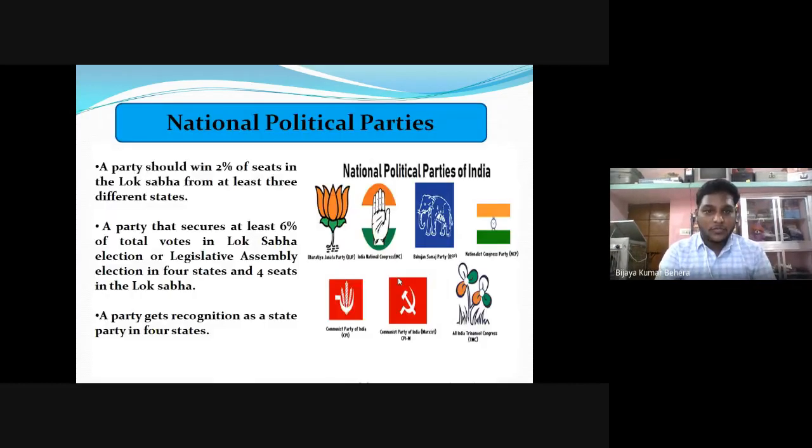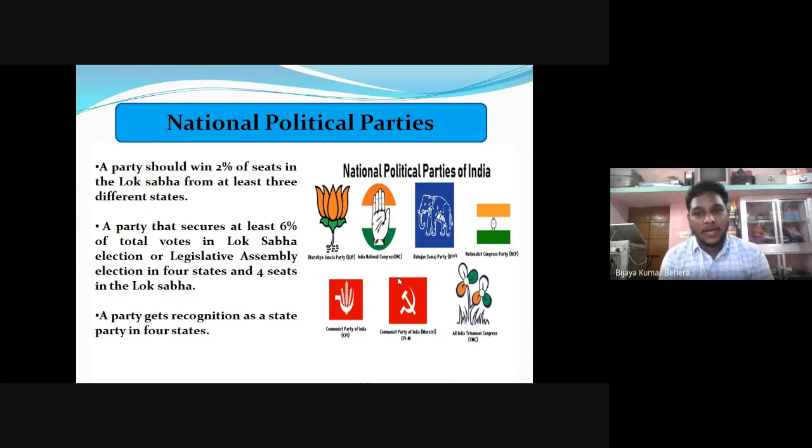Next slide will go. This is the national political parties. We may divide the political parties into different kinds. One is the national political parties, next one is the state political parties, and third one is the regional political parties. So how we identify whether a political party is a national political party, a state political party, or a regional political party.